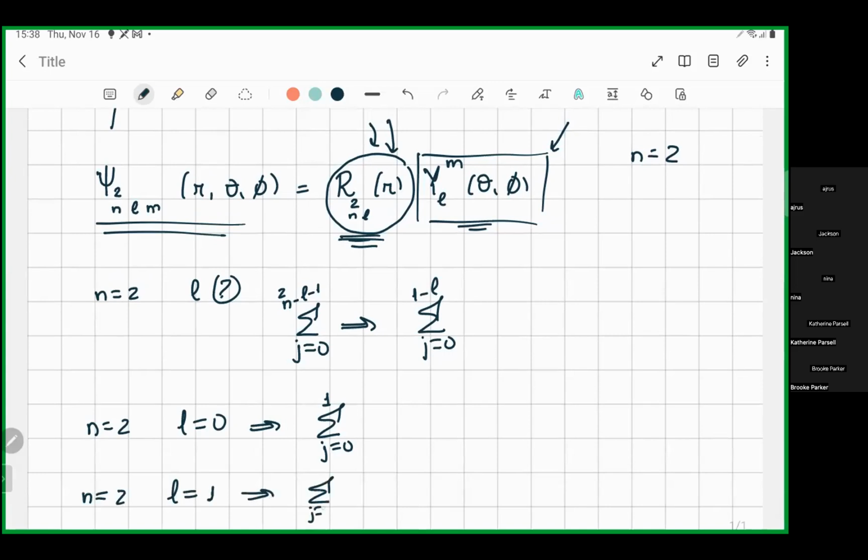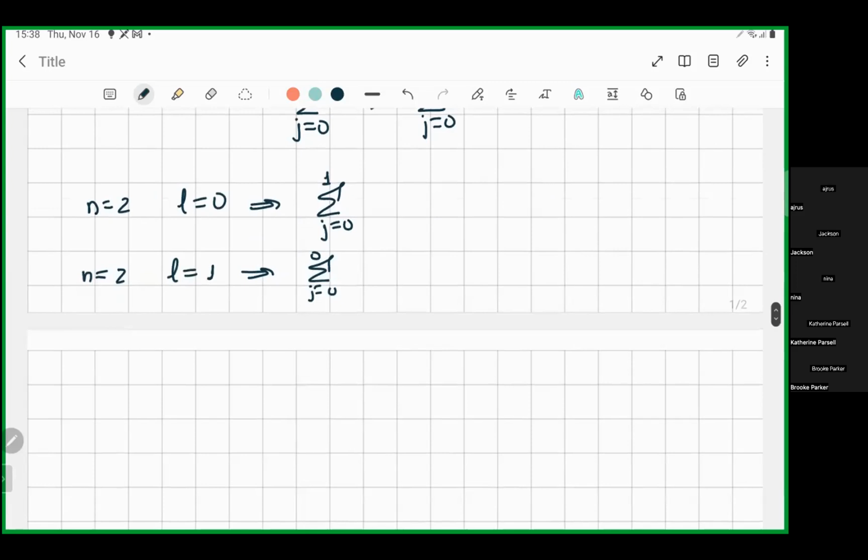It will go from 0 to 0, so we'll have just one term as we had before. So you see that things now have changed. When we are talking about the first excited state, there are many possible states that will have that same energy. What are they? Well, we could have n equal to 2 and L equal to 0.